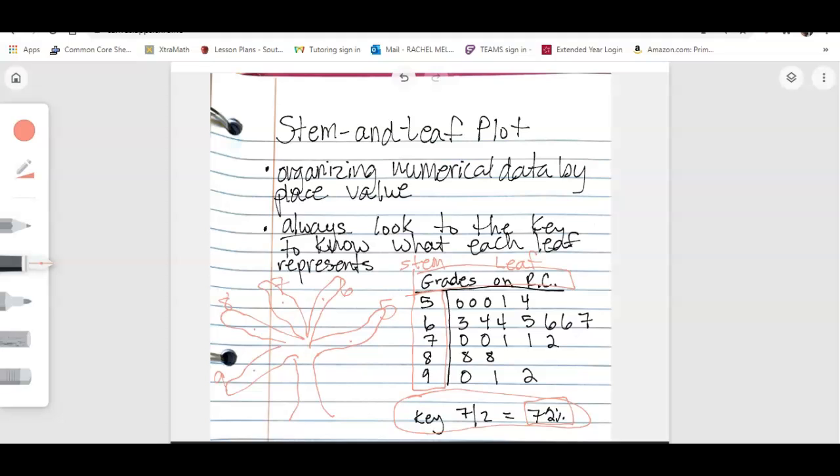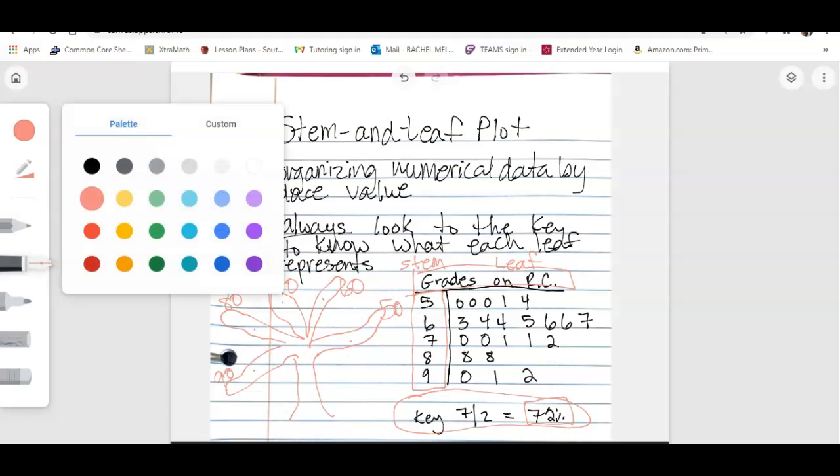Now because the key is telling me this is percentages, that means every leaf that's on this 5 limb is in the 50s for the grade. These leaves are the 60s. These are the 70s, the 80s, and the 90s. That's what that stem means. That means everything on this limb has to be within that grade percentage. So now let's go ahead and make some leaves.